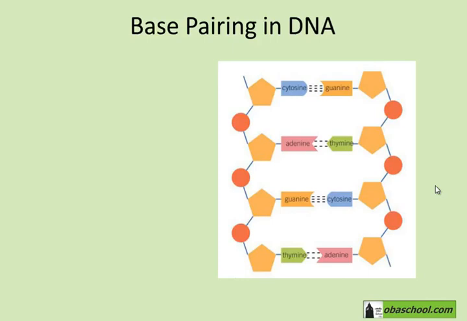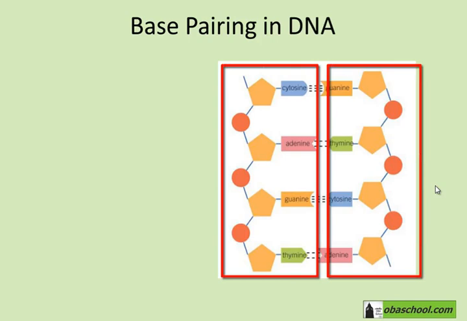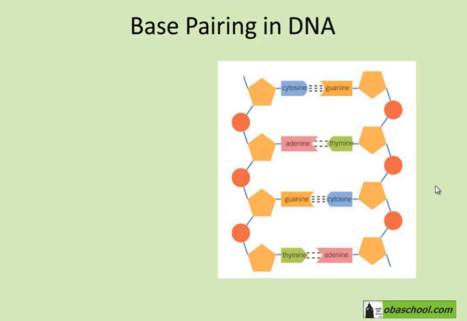We learned that DNA is made up of two strands, and the two strands are going to join together by hydrogen bonds to make the DNA molecule. Now, the way these two strands join together in hydrogen bonds is not random, it is very specific. There are actually rules for which bases bind together in the two strands.